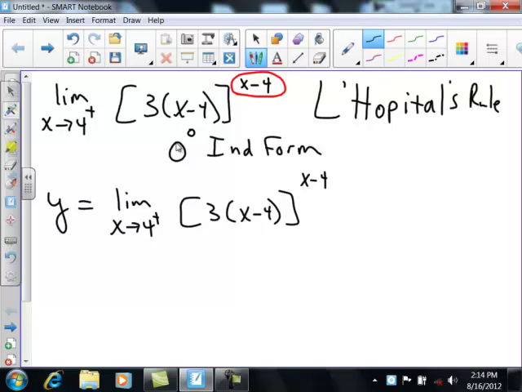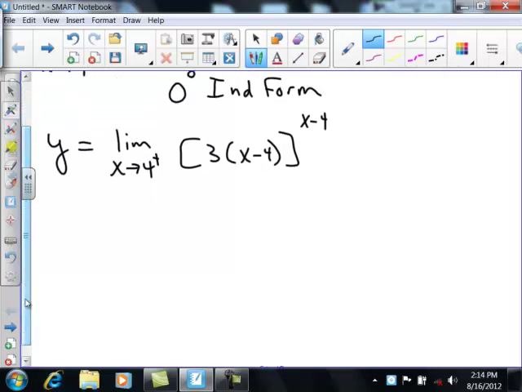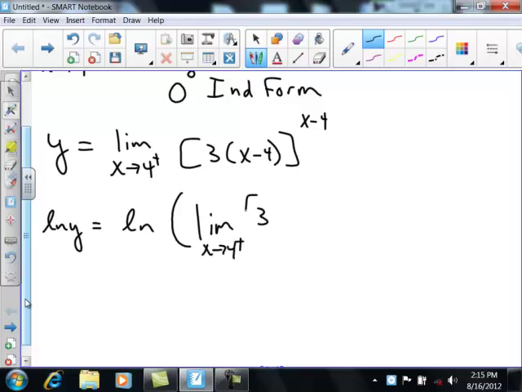So first thing we're going to do, get that x minus 4 out of the exponent. We're going to take the natural log of both sides. So the natural log of y is the natural log of this entire expression here, the natural log of the limit as x approaches 4 from the right of 3 times x minus 4, all that raised to the x minus 4.